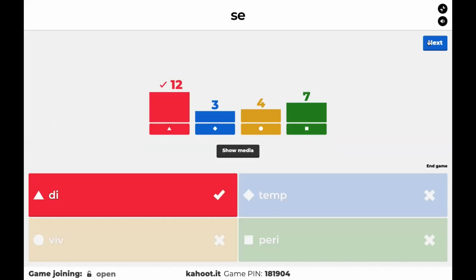I think a strategy for this one, you can also look at the roots. So temp, that means time, right? Instead, that one probably doesn't mean time. And so if this definition doesn't really match up to that one, then you can kind of go from there.